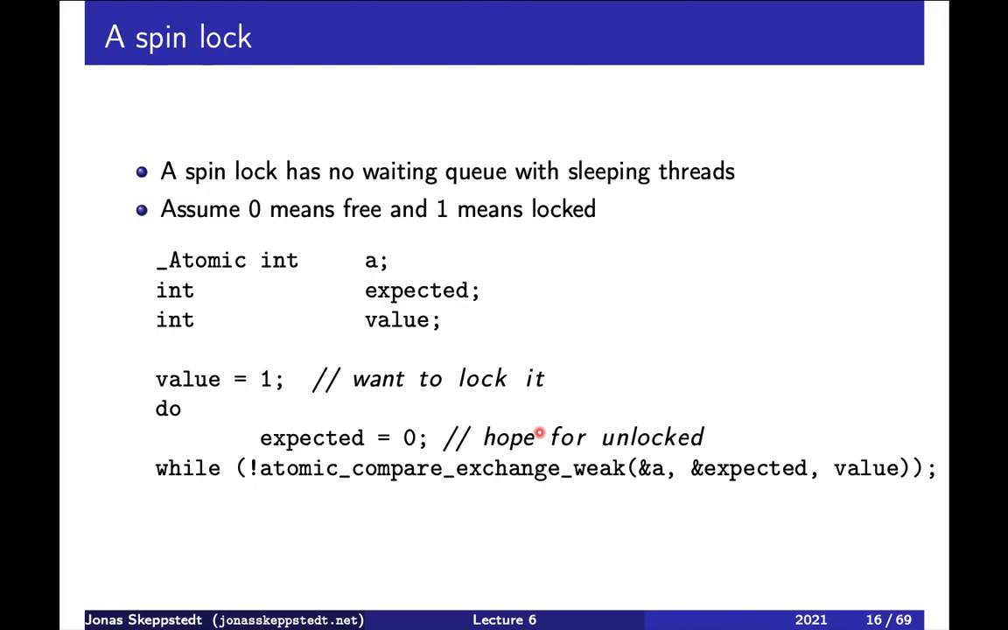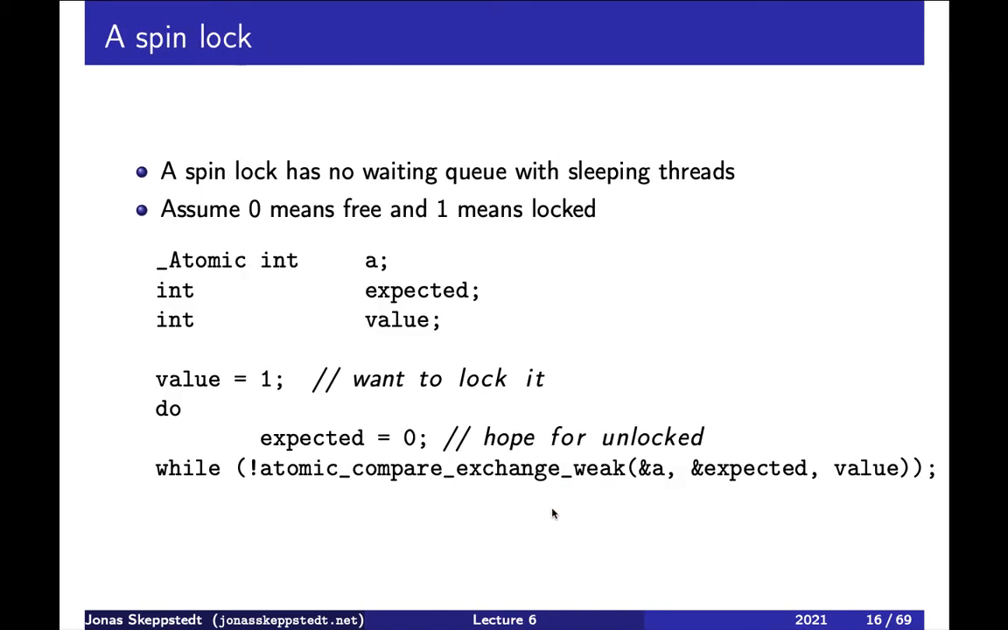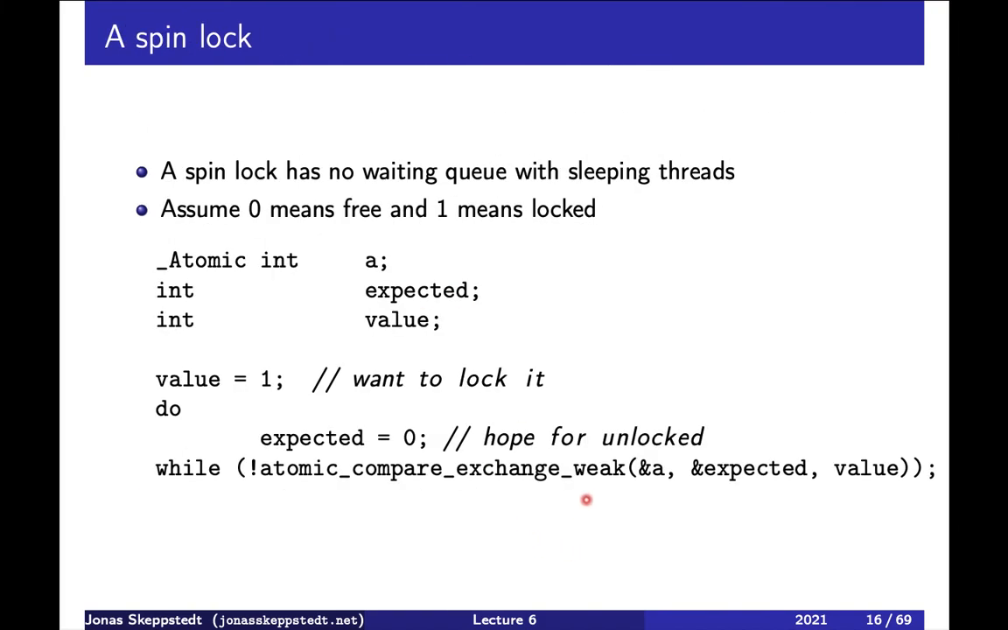And since this may fail spuriously, due to another CPU doing a write between the load locked, or load linked, or load and reserve, then we have to loop. Since if this sequence of load and reserve and store conditional failed, then we have to do this again.